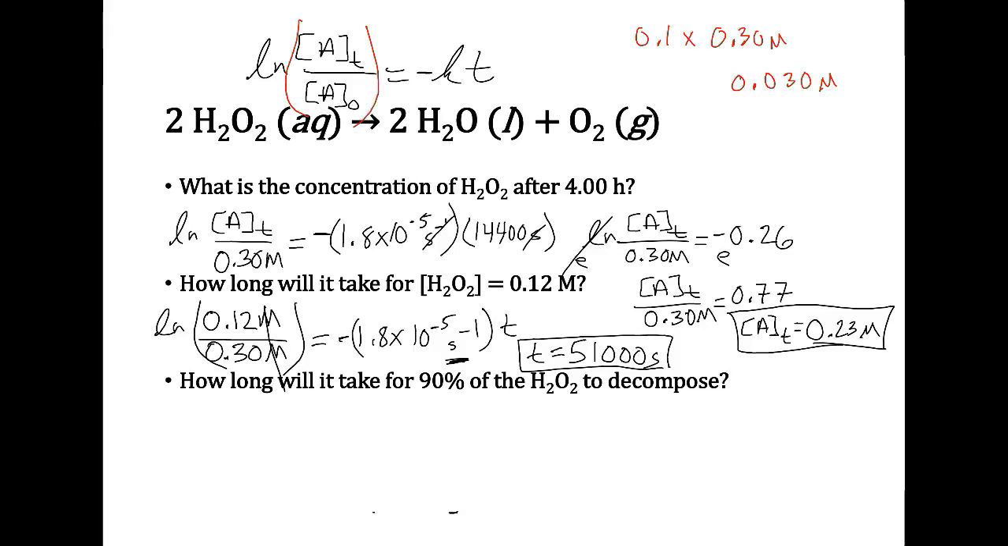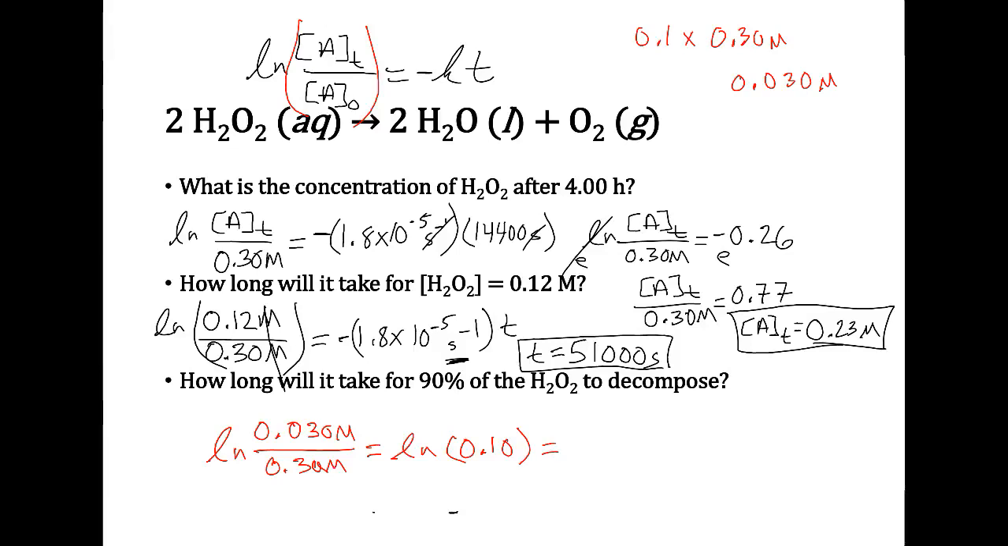Since it says here that 90% decomposes, there's only 10% that remains. Instead of writing the natural log of 0.030 molar over 0.30 molar like this, we could also just write, since 10% remains, the natural log of 0.10. Units will cancel out, so it should end up giving you that.